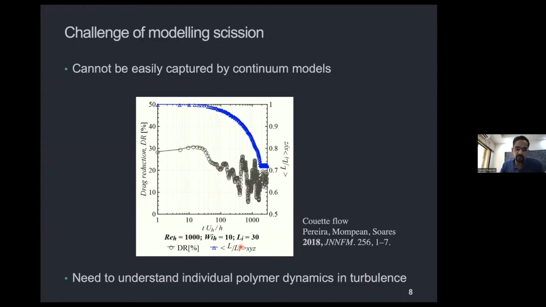So what we really need to do to get a consistent prediction of this scission effect is to understand what's happening to individual polymers in the flow. Because after all, scission is something that happens at the scale of the individual molecule when that individual molecule hits some threshold of force. And it's hard to see how one can coarse grain this without having some detailed understanding of individual polymer dynamics. And I would say that this is just one prominent example of where we need more understanding of individual polymer behavior to improve continuum models going ahead.